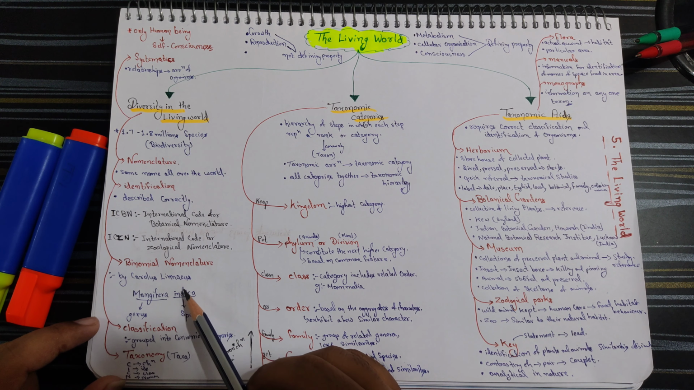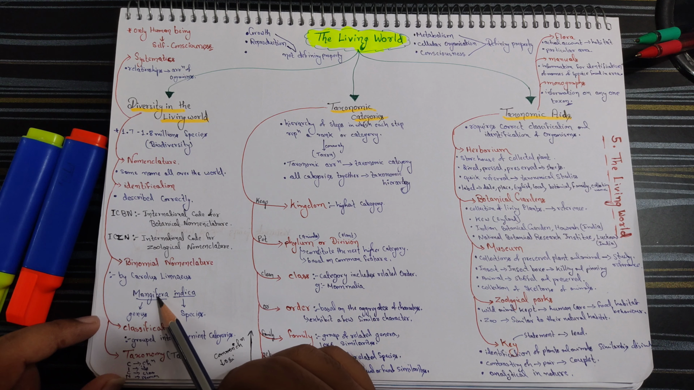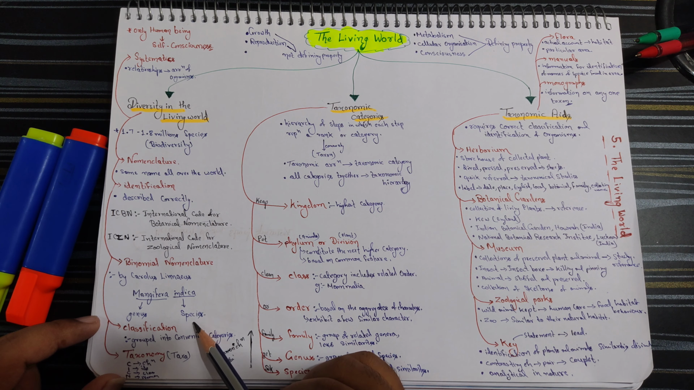That is given by Carolus Linnaeus. For example, Mangifera indica. Mangifera indicates the genus and indica indicates the species. And another part is classification, grouping into convenient categories, which is known as classification. Taxonomy's basic unit is taxa, and the sequence is characterization, identification, classification and nomenclature.